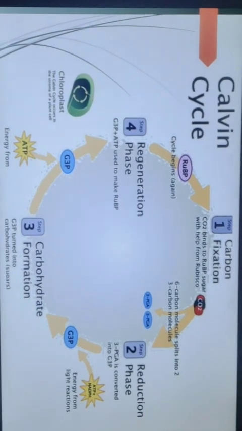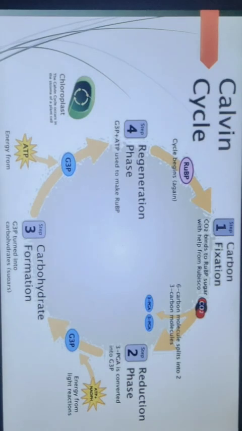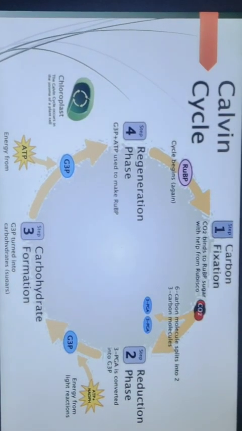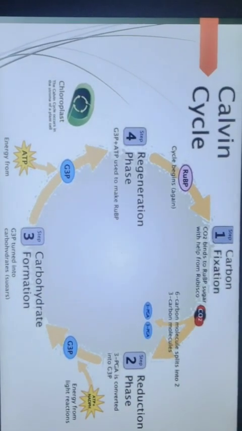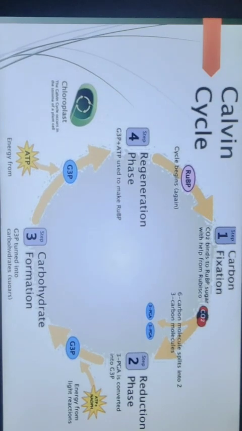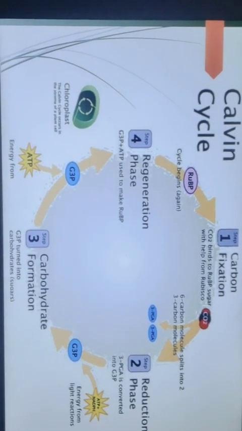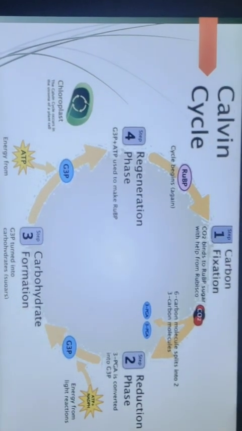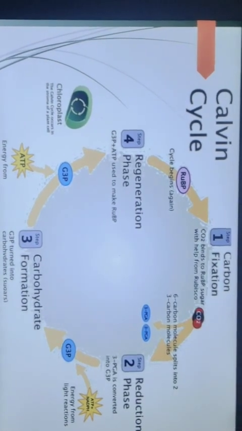Now the next step is the carbohydrate formation, which occurs in the form of sugars, and then again the regeneration phase, where the RuBP is formed. So this is the diagrammatic representation of the Calvin cycle: carbon fixation, reduction phase, carbohydrate formation, and again the regeneration phase, in which the RuBP is again made by making use of ATP.